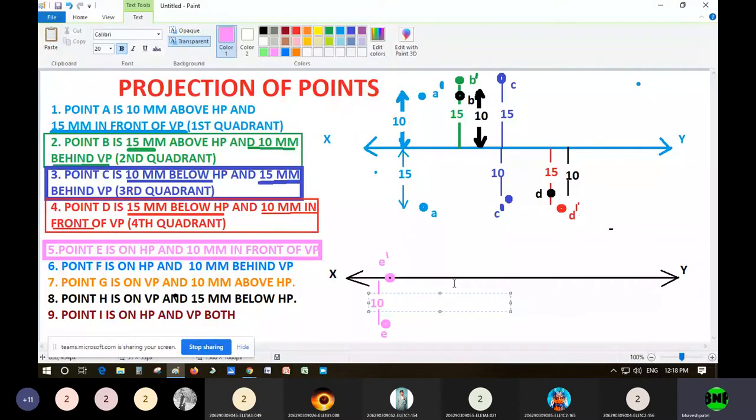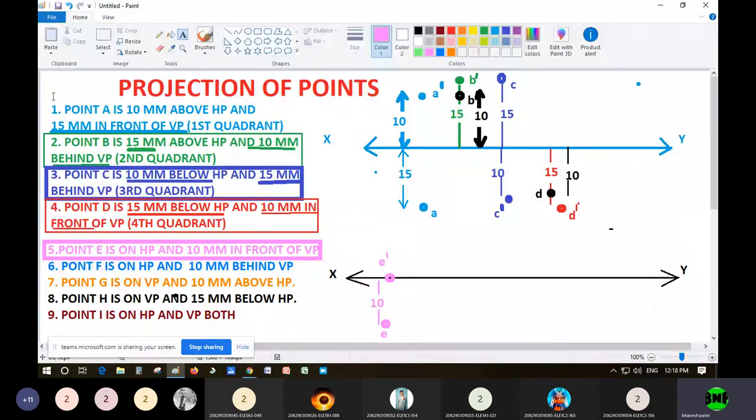Now let us move on to the 6th sum. The 6th sum is point F is on HP. Again, it is on HP. So F will be here only on the XY line, because if it is on HP, then in the front view we will be able to see the point on the XY line. And it is 10 mm behind VP.